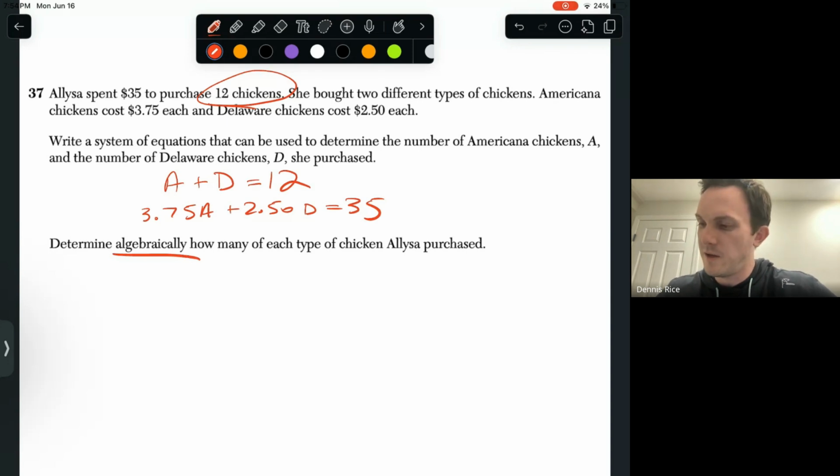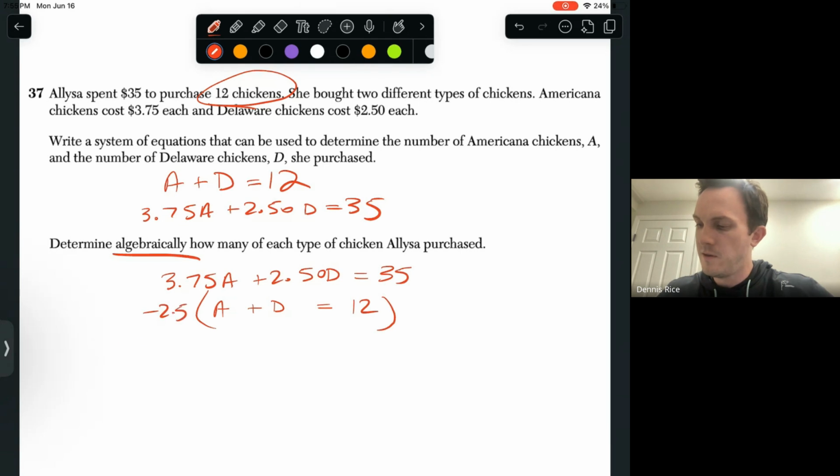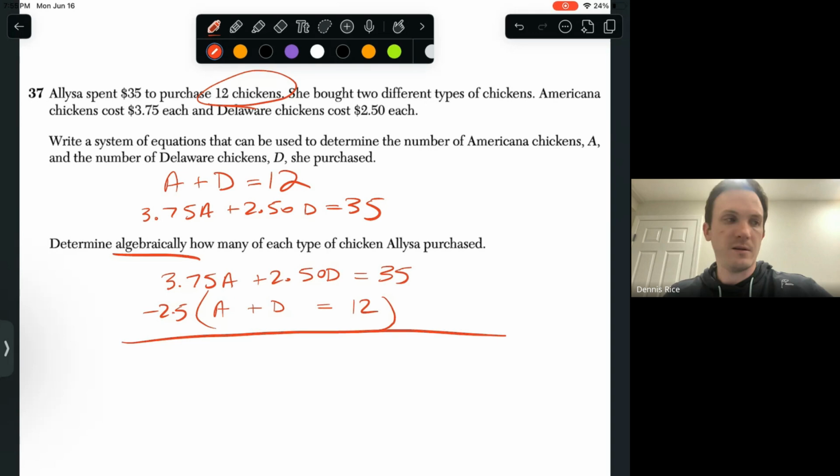Okay, I'm going to start solving it. I always lean more towards elimination, as I feel many of you do. But if you do substitution here, perfectly fine. That would just be getting A or D by itself in the top equation. I'm going to put this equation up top, and I'm going to choose to multiply this one by -2.5. That's going to be -2.5a minus 2.5d equals -30.